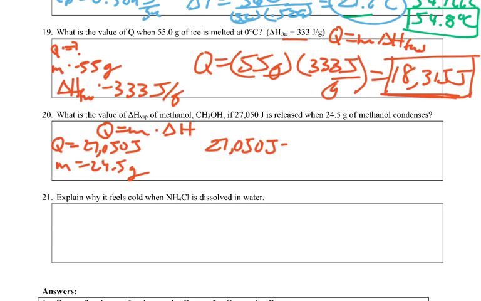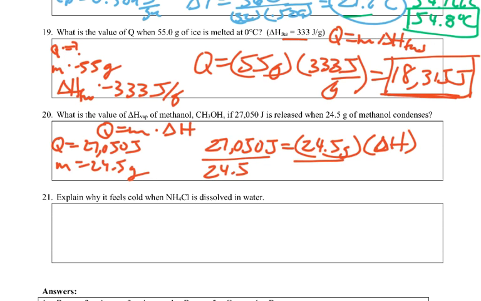So 27,050 joules equals 24.5 grams times delta H. I want to solve for delta H, so I'm going to divide both sides by 24.5. So 27,050 divided by 24.5, and I get a value of 1,104 joules per gram.